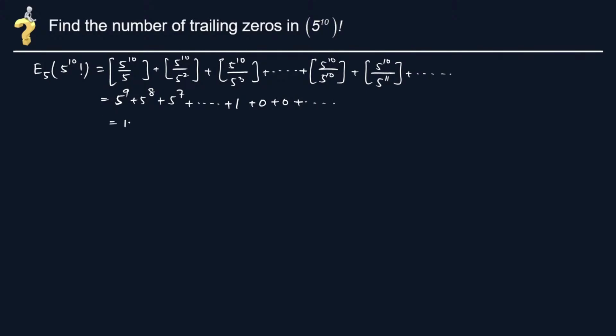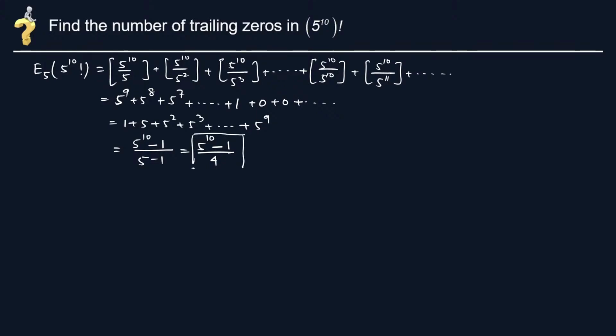So it is basically 1 plus 5 squared plus 5 cubed, up to 5 to the power 9. We can easily see that it is in GP. So what will be the sum of this? There are 10 terms and the common ratio is 5. So it will be (5 to the power 10 minus 1) divided by (5 minus 1). That is (5 to the power 10 minus 1) divided by 4.